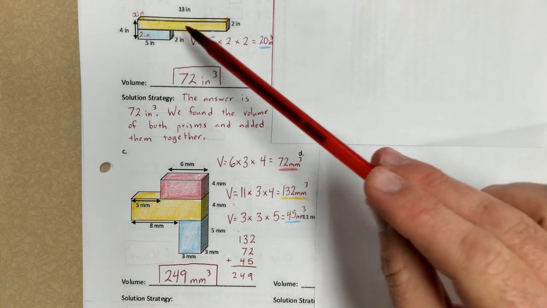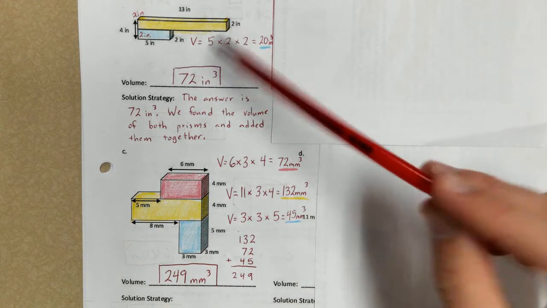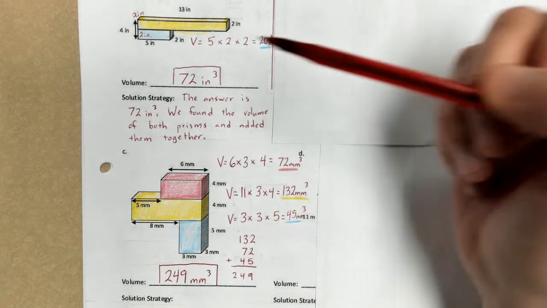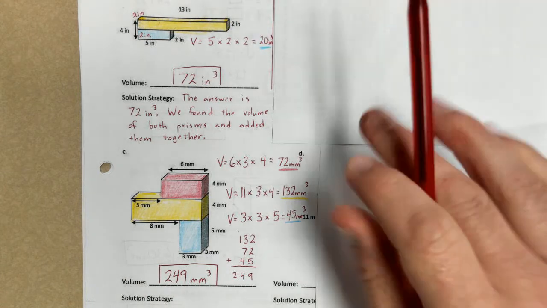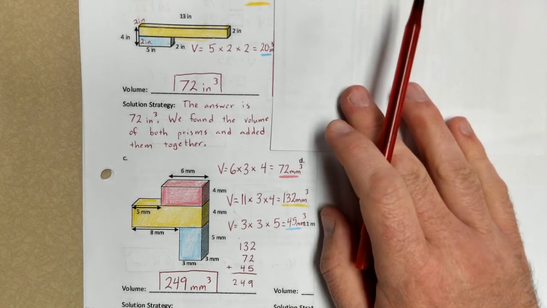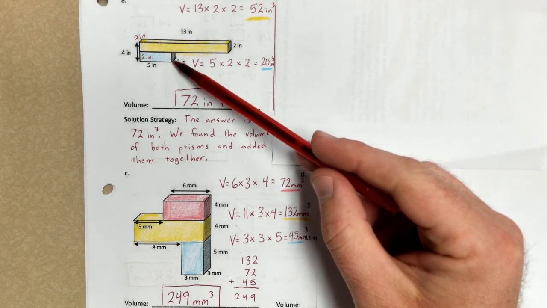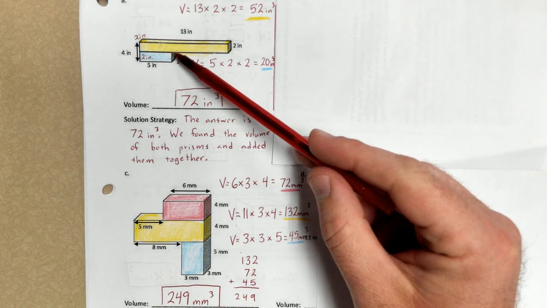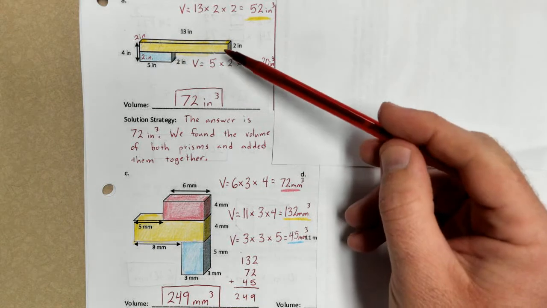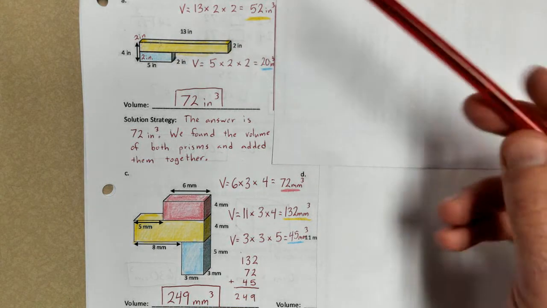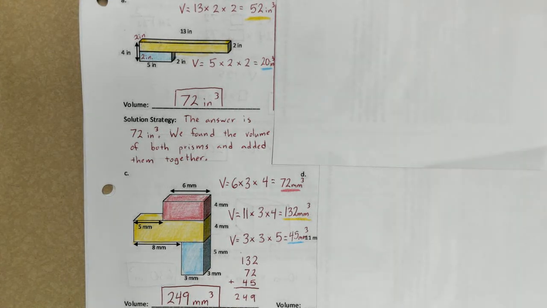Now, for this first one, you're going to want to probably start with the yellow box. The yellow box does not have all of the information you need, though, so you have to recognize, well, I've got length, 13, and I've got height is 2, but the width is missing. Now, if I take a look down below and see that this is a width of 2, it's the same here, it's the same everywhere, so that's my width. 13 times 2 times 2, and you should get 52 inches cubed.